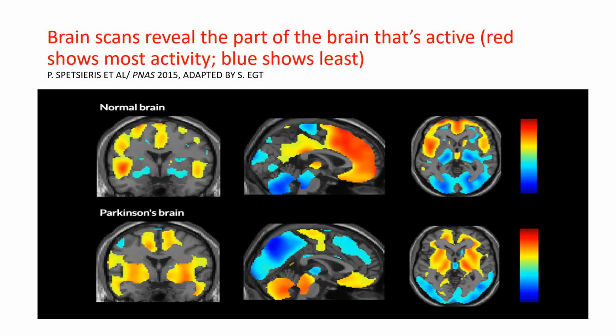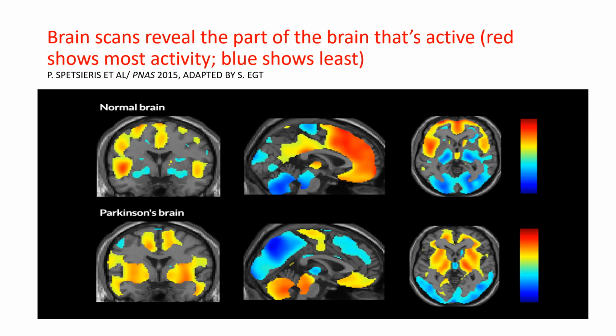And this is a brain scan which shows how a patient is affected with Parkinsonism. Here you can see red area and blue area. This brain scan reveals the parts of the brain that are active. Red shows the most active, and blue is the least activity.